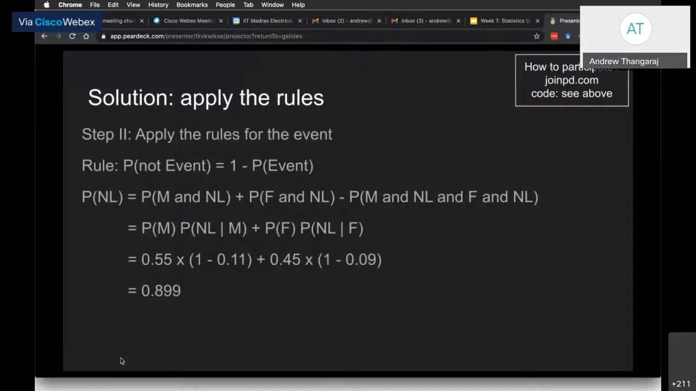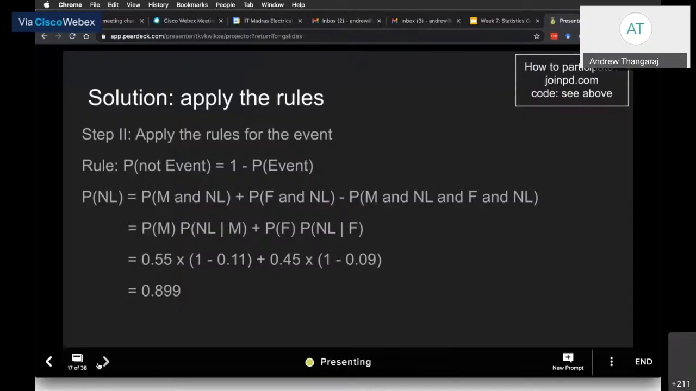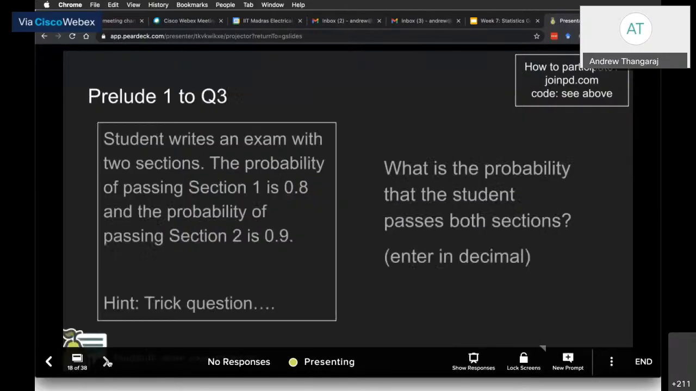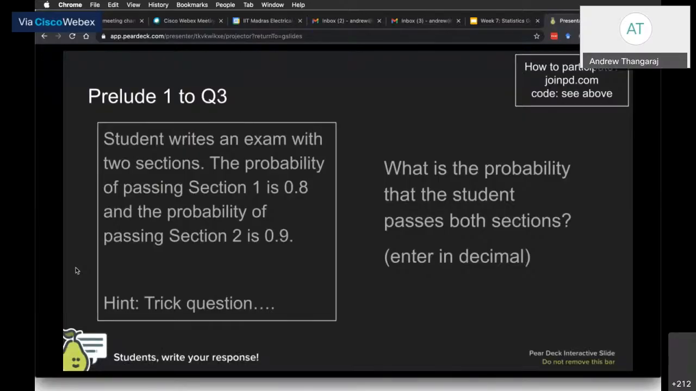Okay. So that's the end of problem 2. So let's move on to a prelude to question 3. Okay, this is a trick question. I've deliberately put it here, and I've also told you it's a trick question. And I want you to write the answer to this.